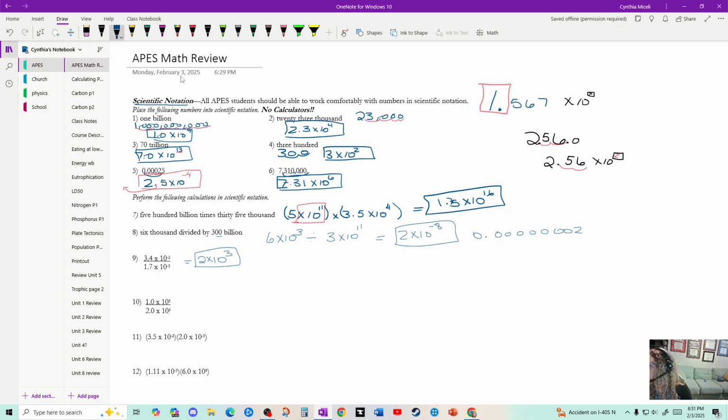Okay? All right, so then number 10. Same thing, we'll just keep practicing it. So 1 times 10 to the 5th divided by 2 times 10 to the 3. So that's going to give you 5 times 10.